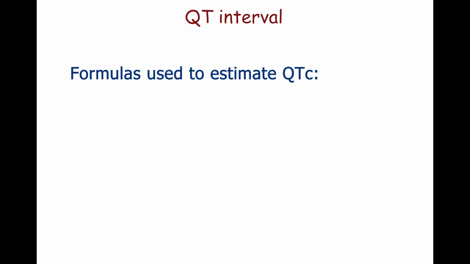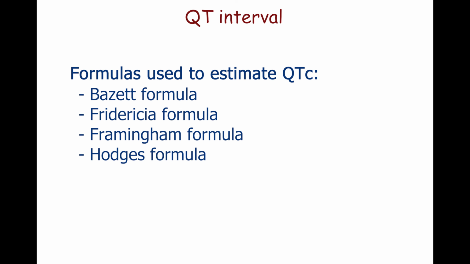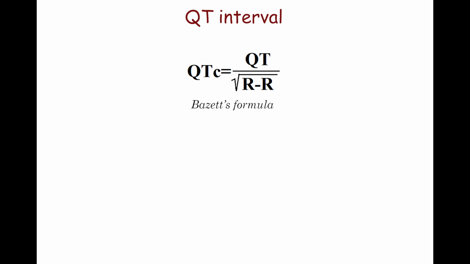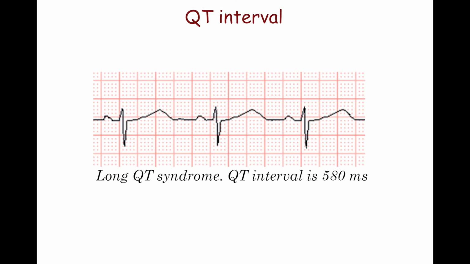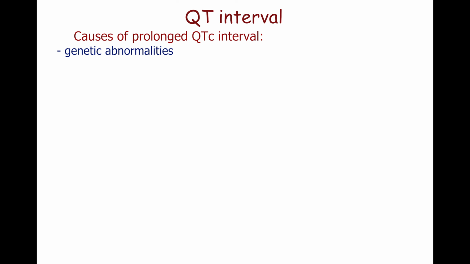The QT interval can be corrected for heart rate using many formulas. Bazett's formula is the most commonly used. It divides the QT interval by the square root of the RR interval in seconds. It may overestimate the QT interval at a high heart rate. A prolonged QTc interval is of great clinical significance. Congenital long QT syndrome is a rare inherited disease caused by genetic abnormalities. Electrolyte abnormalities such as hypokalemia, hypomagnesemia, and hypocalcemia can cause prolongation of the QT interval.